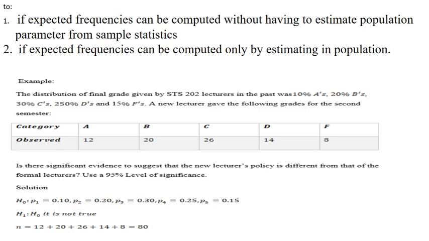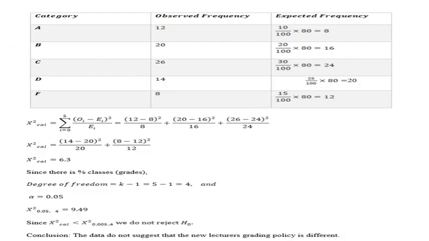What is our N? Our N will be 12 plus 20 plus 26 plus 14 plus 8, which gives us 80. Then we estimate our expected frequency. Our observed is given, then we calculate our expected frequency. So our expected frequency is 10 over 100 times 80. The 10 is given in the question, divided by 100, which is 0.10, times 80. That will give us 8. The second one is 20 divided by 100 times 80. That will give us 16. Then we do the same for the others.